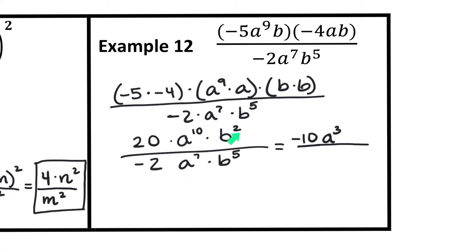And then I have 2 b's on the top and 5 on the bottom. So they're going to cancel out, and I'm going to be left with 5 minus 2. I'm going to be left with b to the third, or 3 b's. But those b's are going to be left on the bottom. Okay, so then I'm left with this final answer.